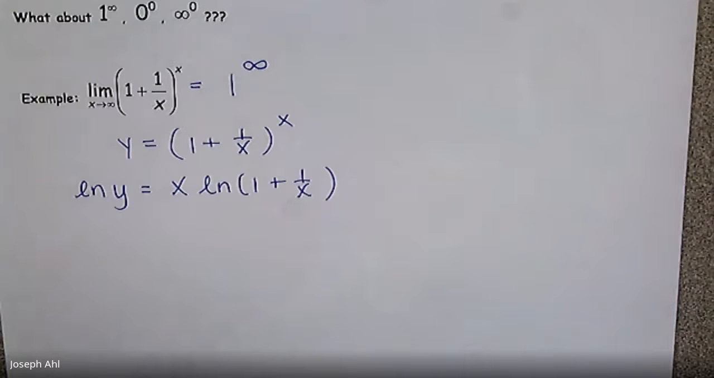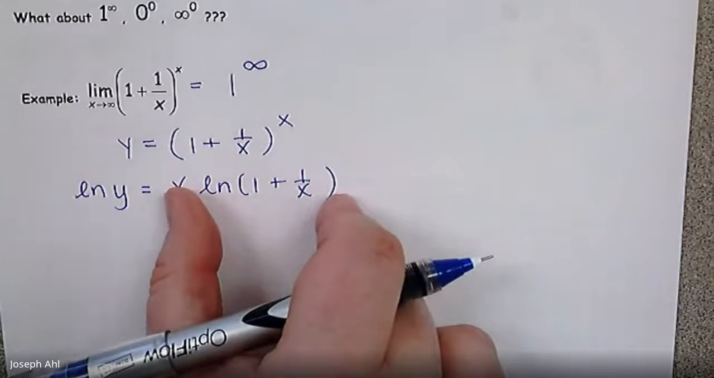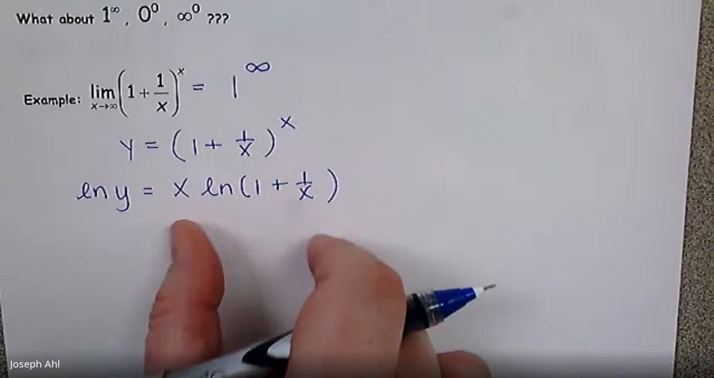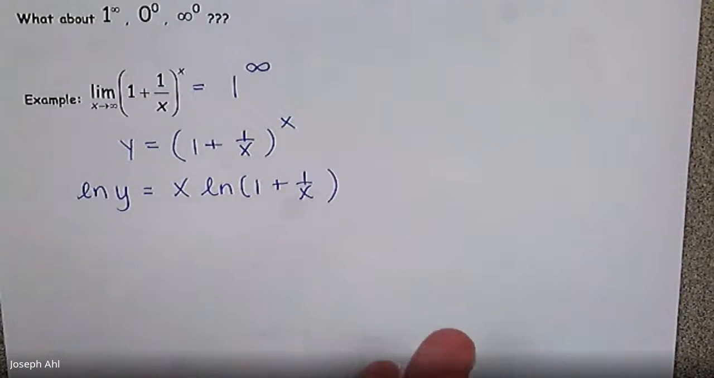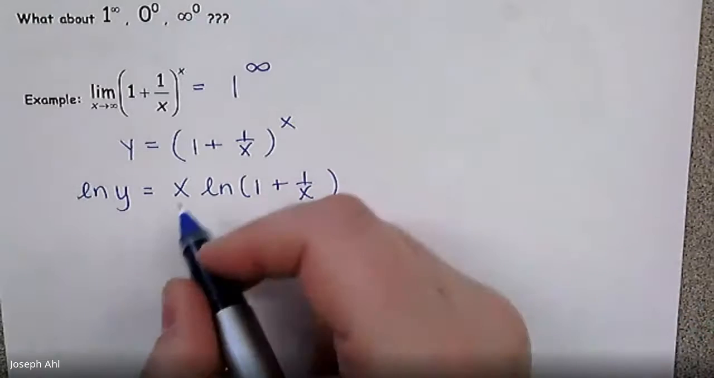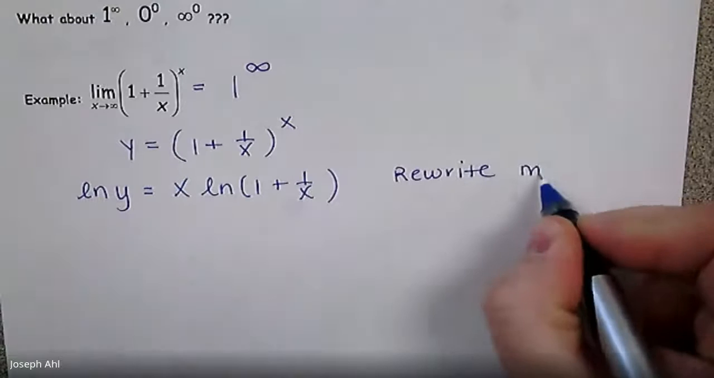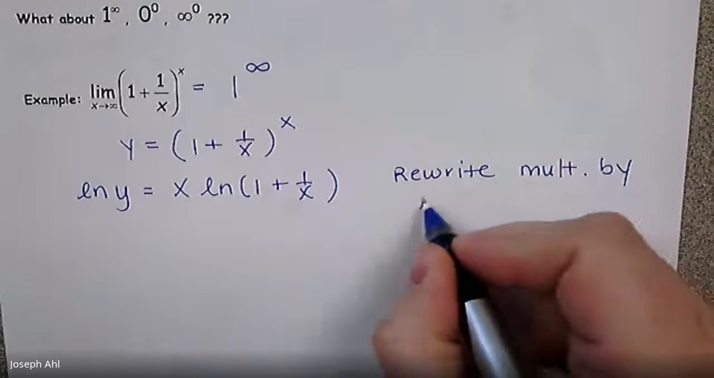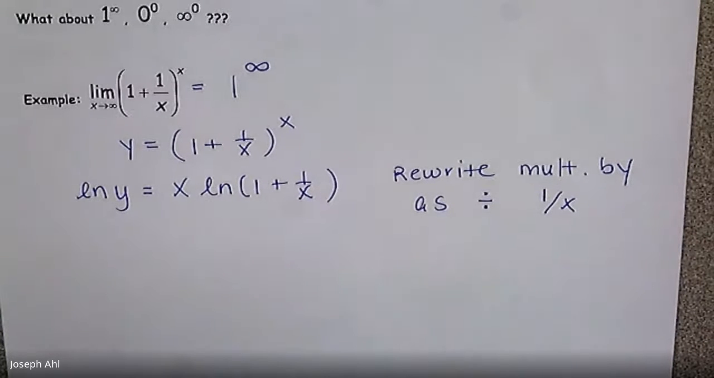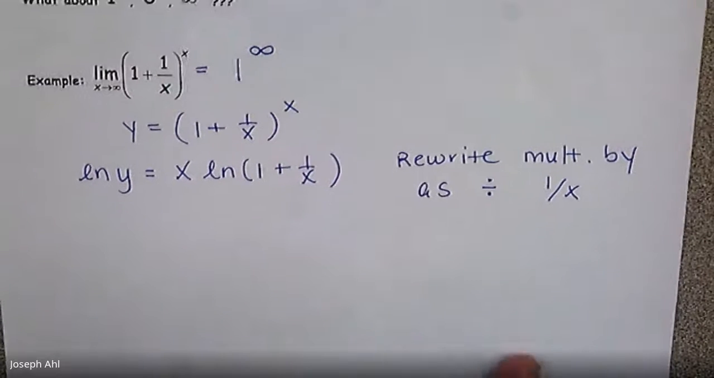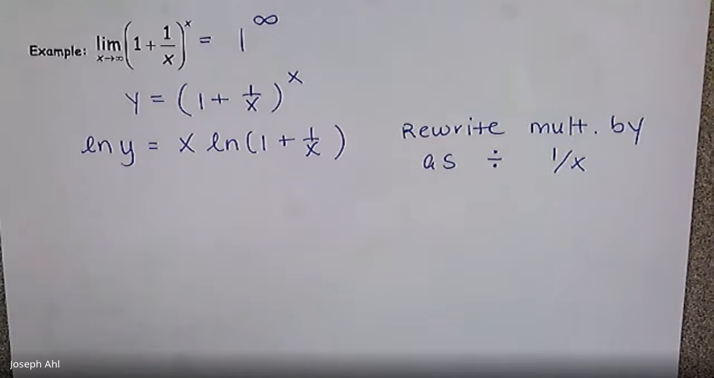Now here's what I want to do. I want to eventually apply this limit as x goes to infinity to this quantity. However, we want to write this as some sort of quotient, so I get that 0 over 0 case or that infinity over infinity case. So instead of rewriting this as multiplying by x, we're going to rewrite the multiplying by x as dividing by 1 over x. Now that's a really sneaky trick. But that sneaky trick allows us to take the limit as x goes to infinity and apply L'Hopital's rule. You'll see why in just a second.